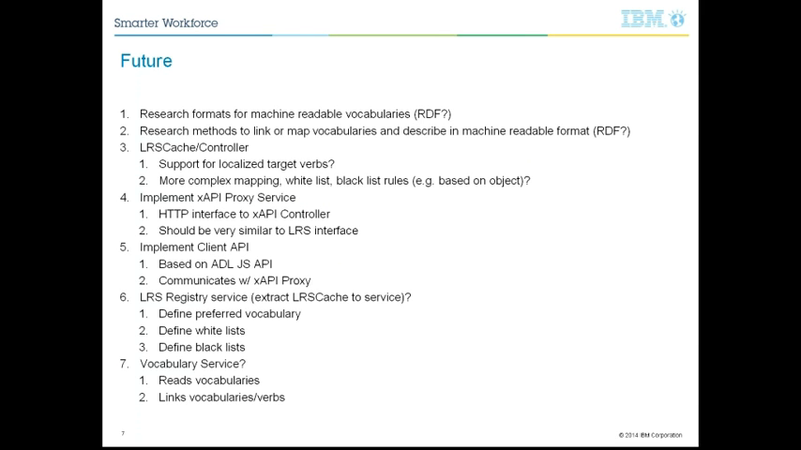For the actual local LRS cache and controller, like we've been saying, we'd like to localize target verbs better. And potentially, if we can think of more use cases, provide more complex mapping capabilities. So for example, maybe we could whitelist or blacklist certain verbs only in context of a certain activity, object activity, or in context of other metadata or extensions about the statement. Right now, it's all based on verb and verb alone.